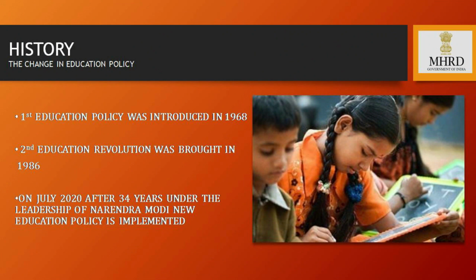If we go back to history, education policy up to the present time has had three phases. The first education policy was introduced in 1968 under the leadership of Indira Gandhi. The second revolution was brought in 1986, during which Rajiv Gandhi was our PM. And the third, a new education policy after 34 years, has been brought under the leadership of Narendra Modi.